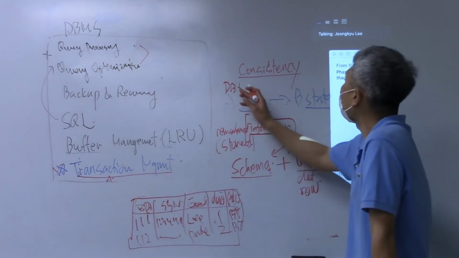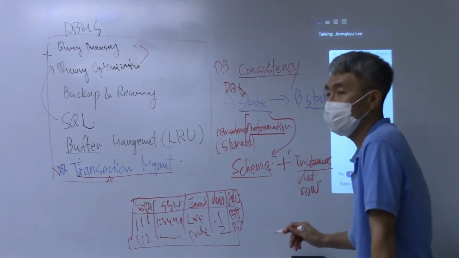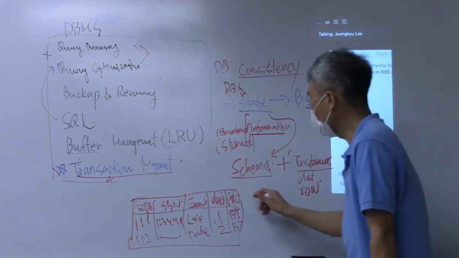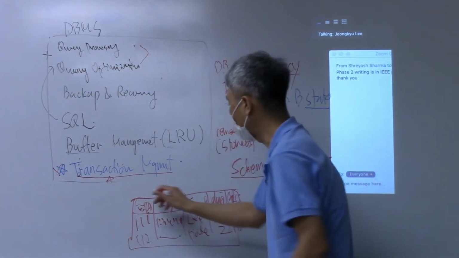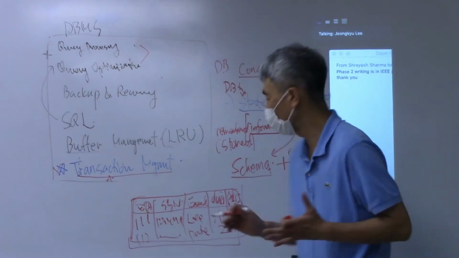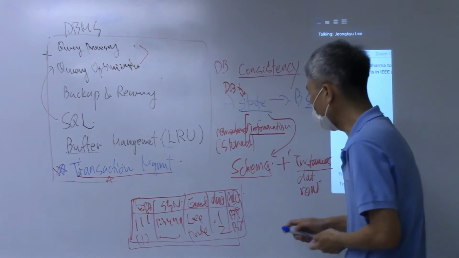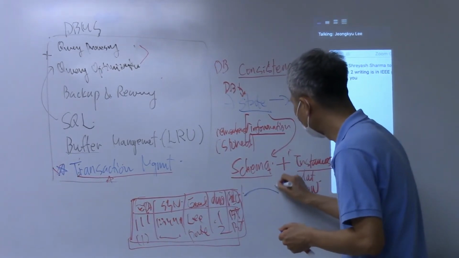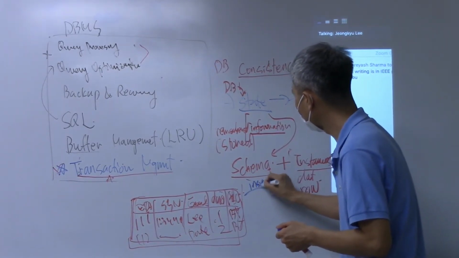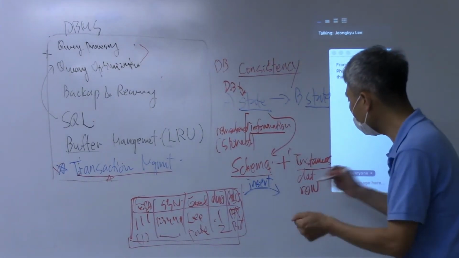Then, what is database consistency? Database consistency means first you have one database state, and then you apply the database operation insert. So new data will be inserted.